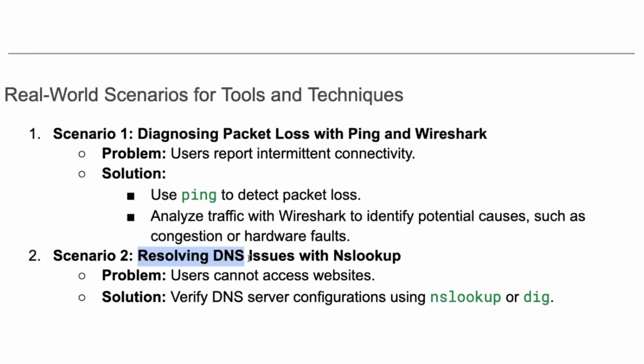Scenario two would be to resolve DNS issues with NSLookup, and the problem is that users can't access websites, which is clearly a DNS issue. So we would verify the DNS server configurations using NSLookup or DIG, and I would say DIG will probably give you more details on your configurations than NSLookup itself would. But again, if it's a DNS issue, you are using NSLookup or DIG to try to figure out what is going on.